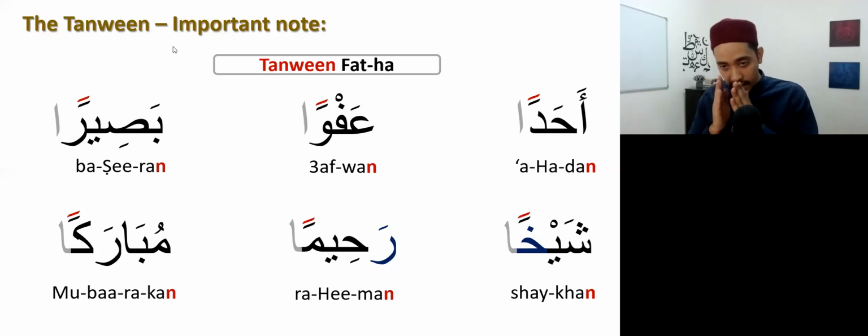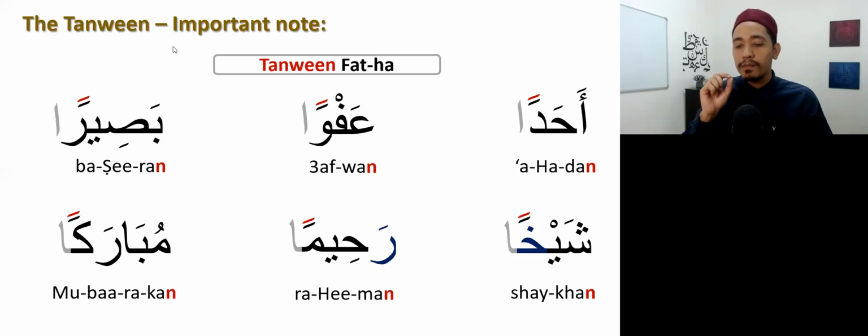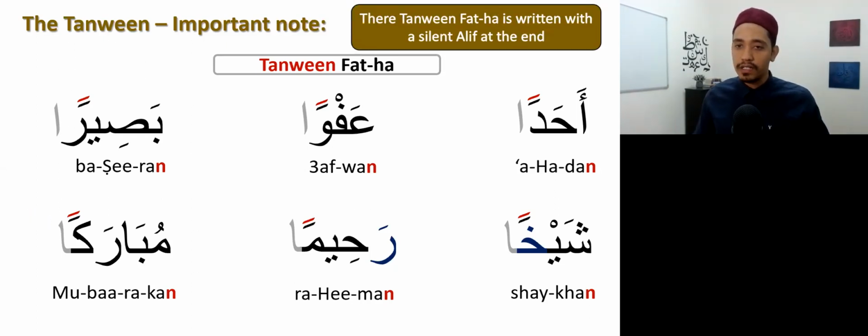It's just that with the tanween fatha, you will get an alif that you don't pronounce except in a very specific situation, which we'll speak about at another time. But even if you don't know that situation, it's fine. You just read the tanween like this, right through, no problem. Okay. This is tanween fatha. So the tanween fatha, there's the sign of alif at the end.